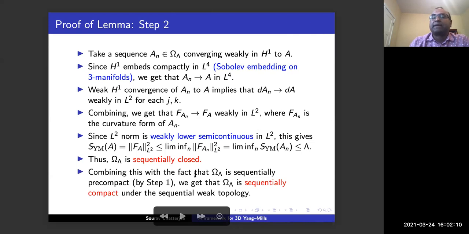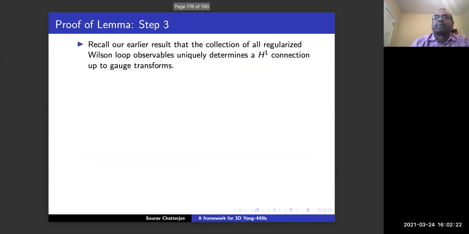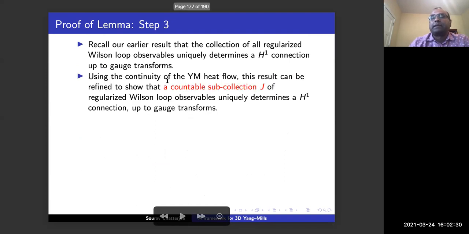Combining this with the fact that it's sequentially pre-compact, we get that omega lambda is sequentially compact under the sequential weak topology. So the only thing remaining to prove is the metric structure. Recall the earlier result that the collection of all regularized Wilson loop observables uniquely determines the H1 connection up to gauge transforms. Using the continuity of the heat flow, we can actually show that there's a countable subcollection of regularized Wilson loops which uniquely determines the H1 connection.